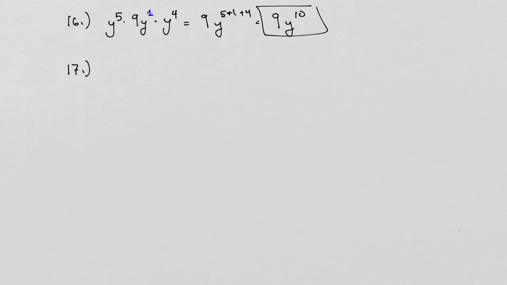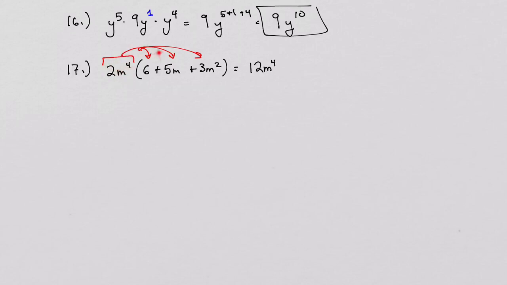17 is very similar to 15, just a little extra added work on top. 2m to the fourth times 6 plus 5m plus 3m squared. So once again, we're going to take this 2m to the fourth and distribute it into all three pieces. 2m to the fourth distributed into the 6 will give us a positive 12m to the fourth. Distributing the 2m to the fourth into the 5m will give us a plus 10m to the fifth. And then distributing the 2m to the fourth into the 3m squared will give us a plus 6m to the sixth.